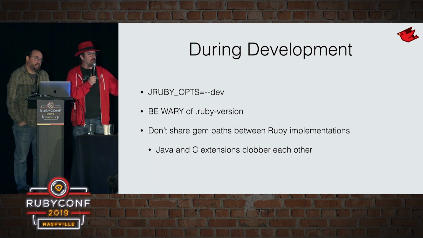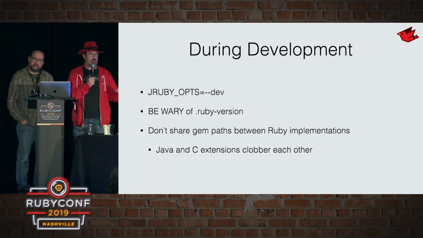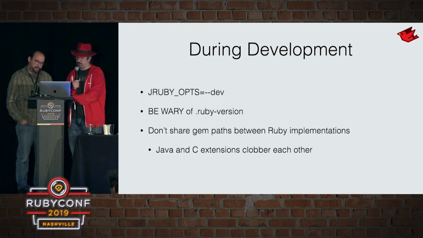And if you have multiple Ruby implementations, generally don't share gem paths. Most of the Ruby switchers will take care of this for you and isolate Ruby gems from JRuby gems. But the extensions and whatnot, of course, are completely different and not compatible.